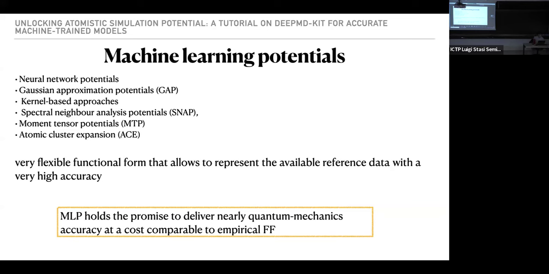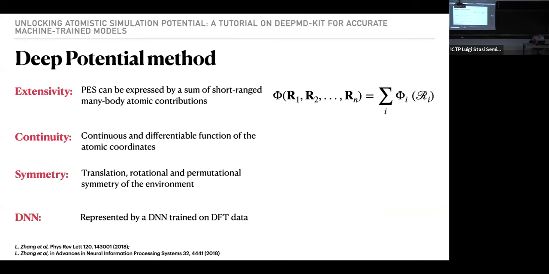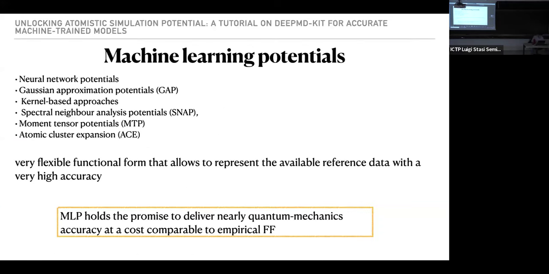But let's say that the common thing that really allows these techniques to work is that they have a very flexible functional form that basically allows them to be universal approximators, and so to really fit the potential energy surface well. So, where does this SNAP come from?